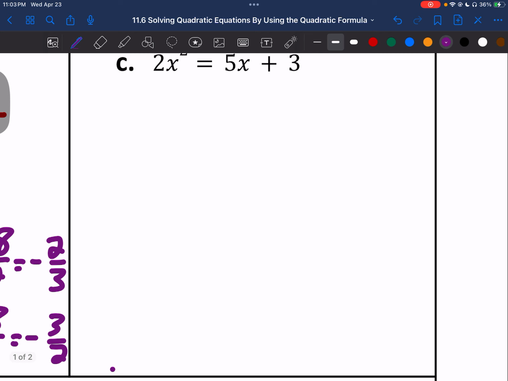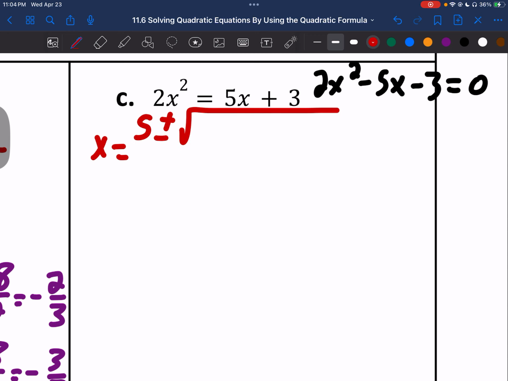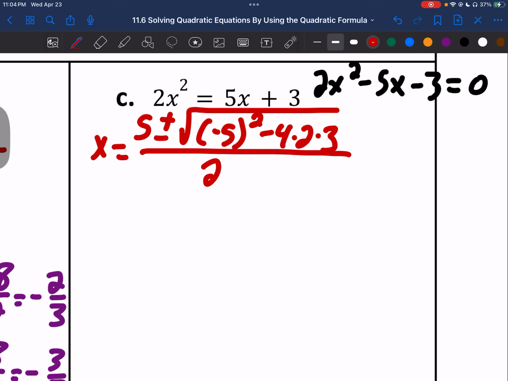All right, let's take a look at letter C. We've got x is equal to, well, wait a minute, this isn't in standard form already, so we need to get it there. So it's going to be 2x squared minus 5x minus 3 equals 0, right? We subtracted 5x and subtracted 3 from both sides. That's first semester work. I'm not going to show it to you. So the opposite of b, so the opposite of negative 5 is positive 5, plus or minus the square root of negative 5 squared minus 4 times 2 times 3, all over 2 times 2.